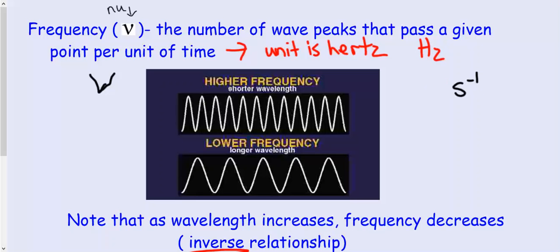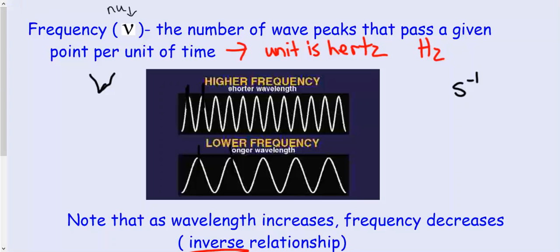You can look at this and see that this one has a higher frequency, and you also notice what happens to the wavelength as the frequency decreases: the wavelength increases, gets longer. So note that that's an inverse relationship. As wavelength increases, frequency decreases.